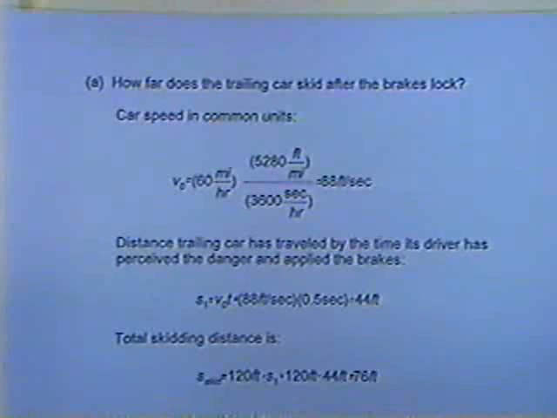And then you have the distance the trailing car has traveled by the time its driver perceived the danger and applied the brakes. Remember I said the given situation was there was a half-second perception reaction time, which means that the trailing vehicle traveled, in this case, 44 feet before they ever stepped on the brakes in the first place. So they started out 200 feet apart. Now they're only 200 minus 44 feet apart before actual stopping takes place.